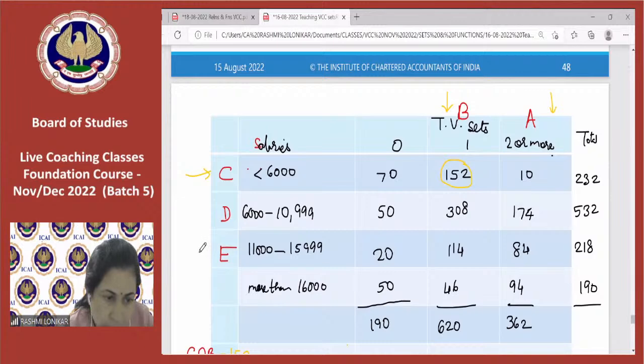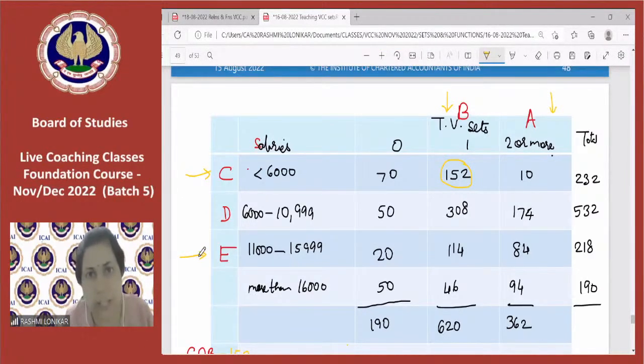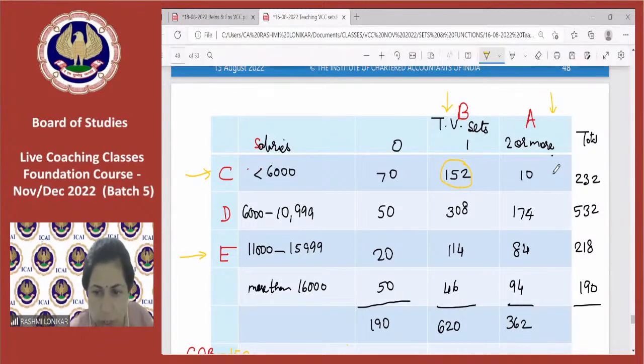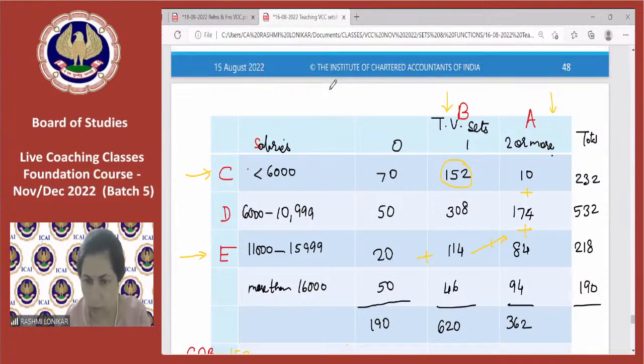A union E. What does union mean? That we take everything along. So what are we going to do? We are going to add everything. So I'm going to add this plus this plus this, and then add 20 plus 114 plus here. But I'm not going to add 84 twice. I'm just going to add it once. So I'm going to add 10 plus 174 plus 84 plus 114 plus 20. So that is 402, which is missing, plus 84, 94.